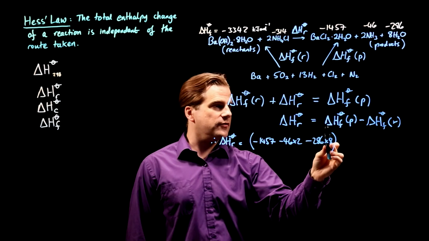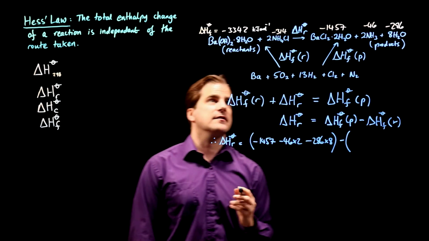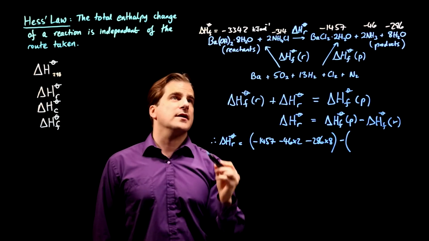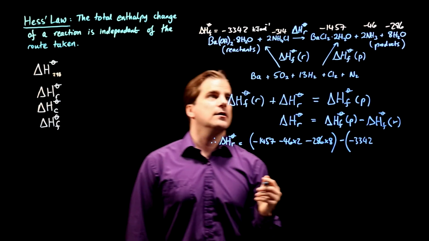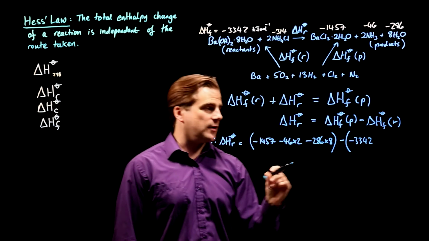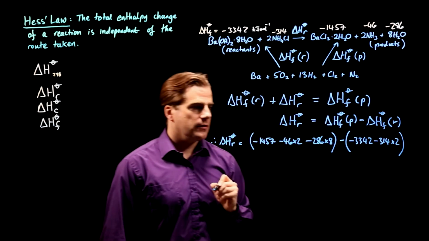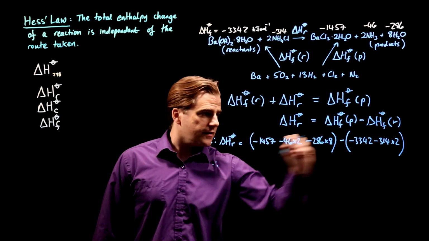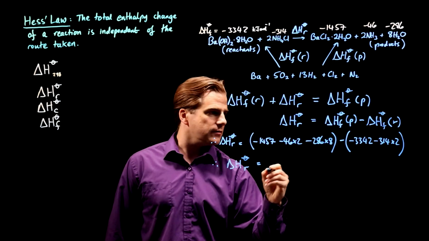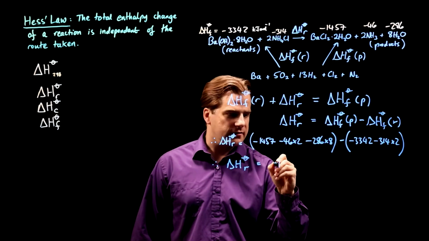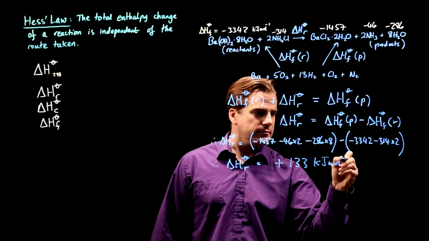Okay, so that's all of delta HF of the products minus delta HF of the reactants. So there's one of those, so it's just minus 3342. Okay, and there's 2 of those, so it's 2 times minus 314. Okay, stick that in your calculator and you get plus 133 kilojoules per mole.